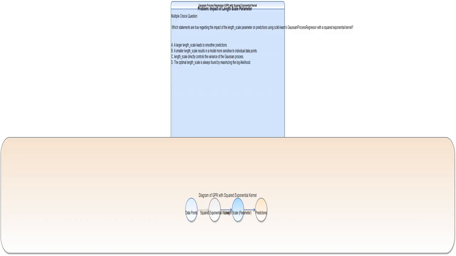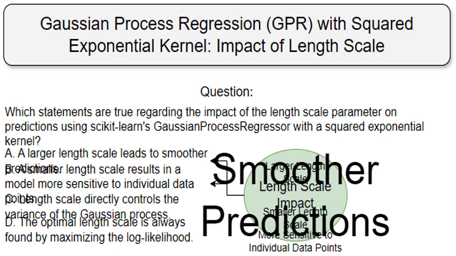on these relationships. I see a larger length scale as making the model's predictions smoother. Think of it like drawing a line through points. A large length scale means you draw a nice, gentle curve, even if the points are a bit scattered. A larger length scale implies that points farther apart are still considered highly correlated, leading to smoother predictions.